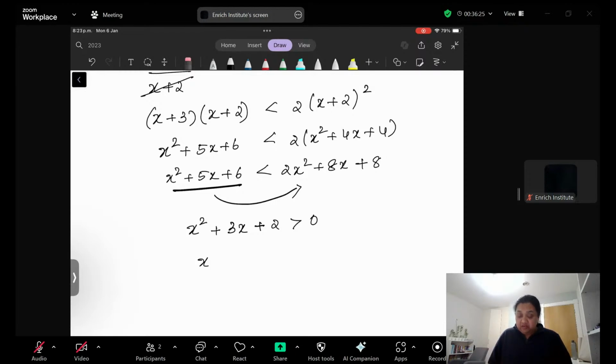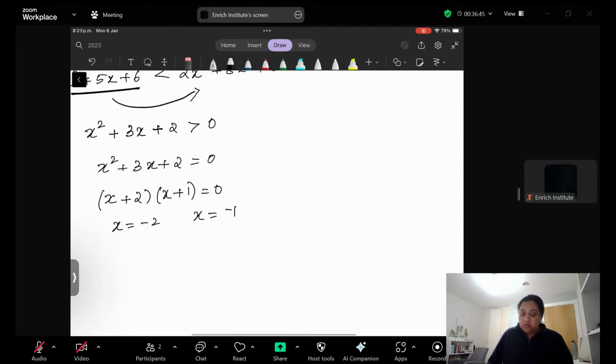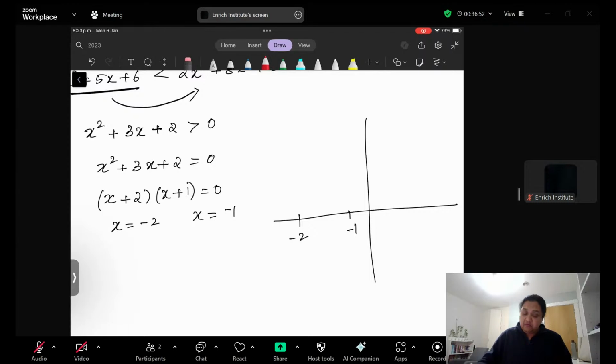Now I factorize it. Before I factorize, I have to write it as an equation. So it is x square plus 3x plus 2 is equal to 0, and then I factorize it, so it will be (x plus 2)(x plus 1) is equal to 0. So x is equal to minus 2, x is equal to minus 1. Now, since it is an inequality, you need to draw the graph. So this will be minus 2, this will be minus 1, and the graph will look like this. What they have asked, it is greater than 0, which means it is this portion.